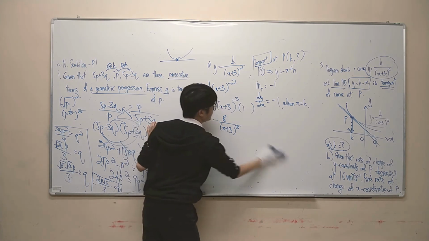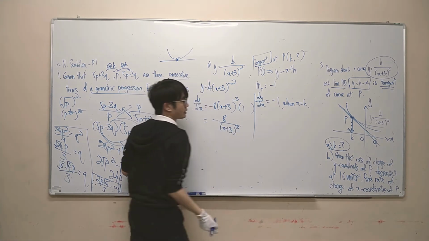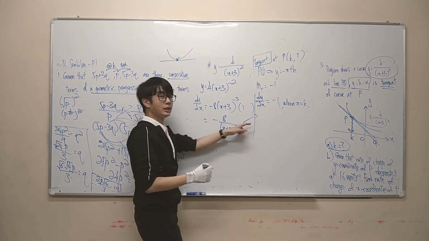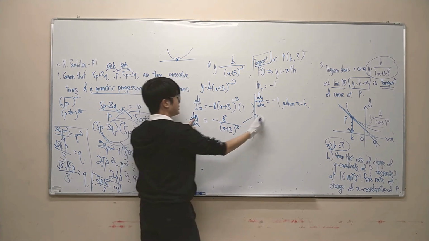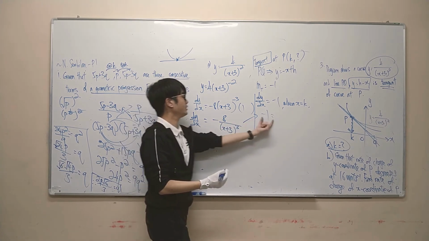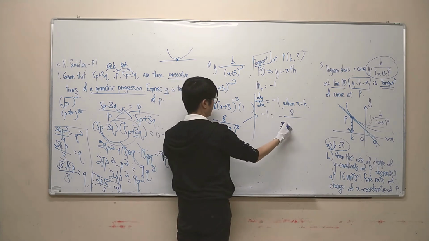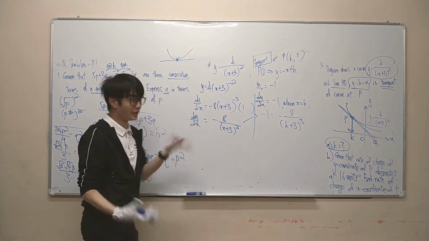And then next is what? dy/dx is negative 1, x is k. So I continue here. So this is dy/dx. So it becomes negative 1, the whole dy/dx is negative 1, equals negative 8 over (x plus 3) power 3, which is (k plus 3) power 3. So now can I find k? Yes, I can find k.